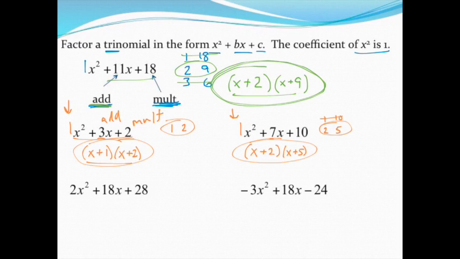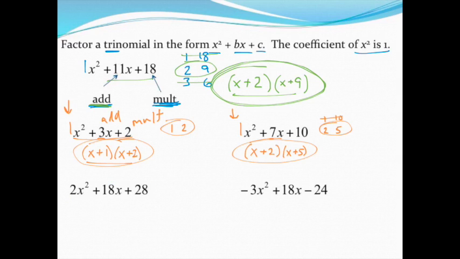Okay. For the bottom row, I've already pointed out, we don't have a 1 in front this time. So using that method I just showed you will not work. Do not try to find two numbers that multiply to 28 and add up to 18. You probably won't be able to find any, and even if you do, they're not going to be the numbers we need. Instead, we need to get a 1 in front.